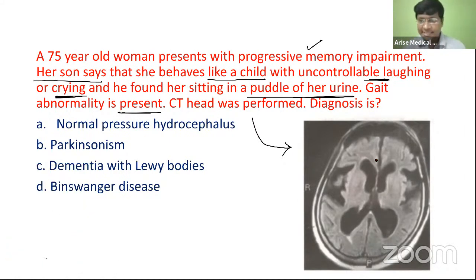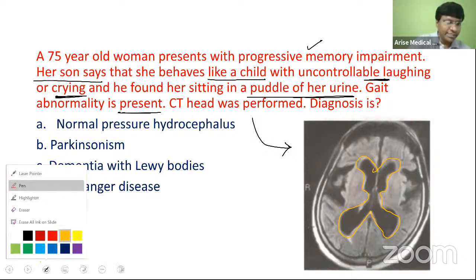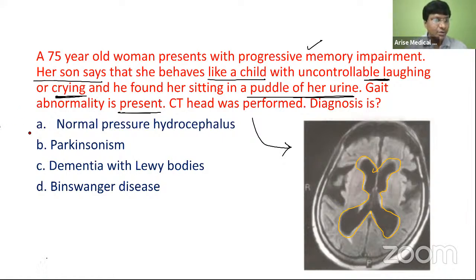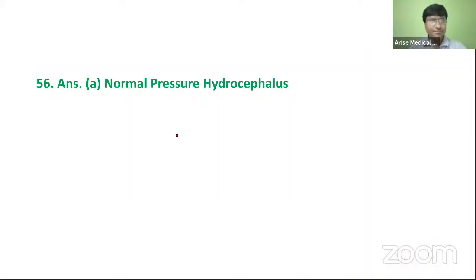The positive point in the CT is that the ventricles are abnormally dilated. You will not have such dilated ventricles in a normal CT brain. Yes, very good, Tenso has answered this question correctly. The answer is normal pressure hydrocephalus. It is in hydrocephalus that you will have enlarged ventricles. So this is a case of normal pressure hydrocephalus.